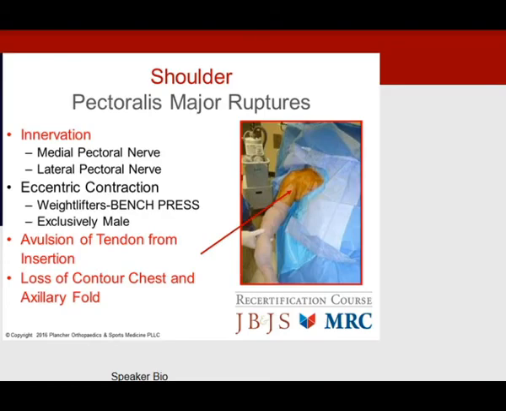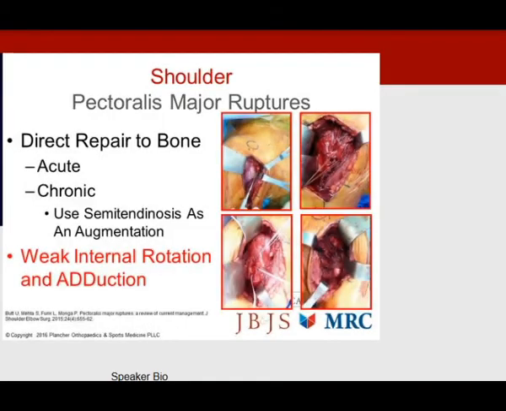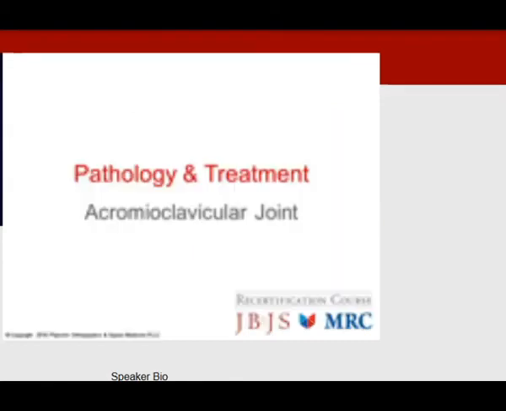If a pec major rupture occurs, remember its innervation is the medial and lateral pectoral nerves. It always avulses from the tendon at the insertion. Look for a loss of the contour of the chest and the axillary fold. Repair is direct repair to the bone, and notice the patient will have weak internal rotation and adduction.